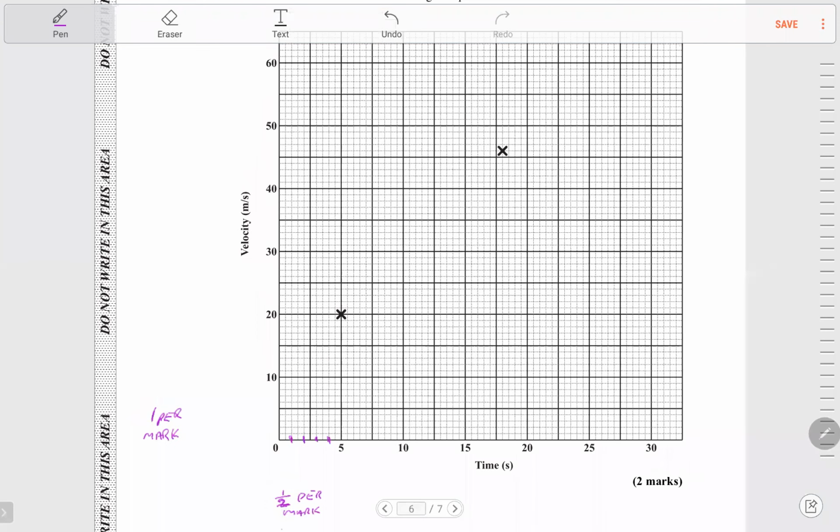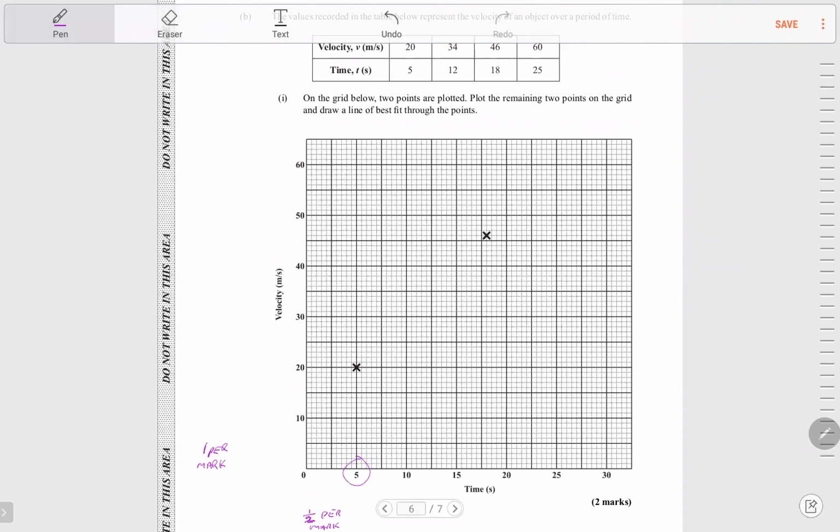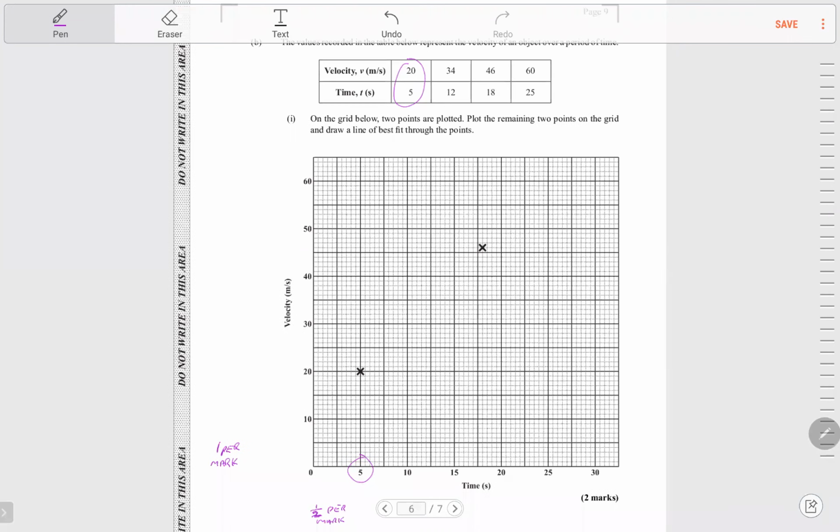So let's look at which points I put in already. I put in the point where the time is 5. So it's this one. And also put in the point where, remember this is 15, 16, 17, 18. So 18. So they put in the one where the time is 18, which is this one. And so those 2 are in already. So we have the other 2 to put in now.